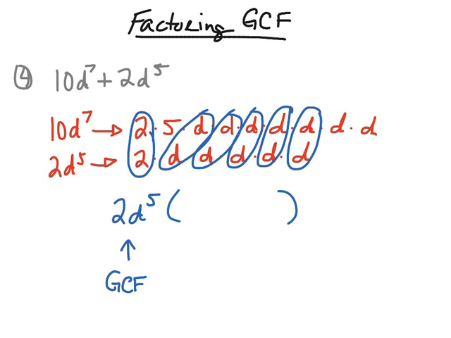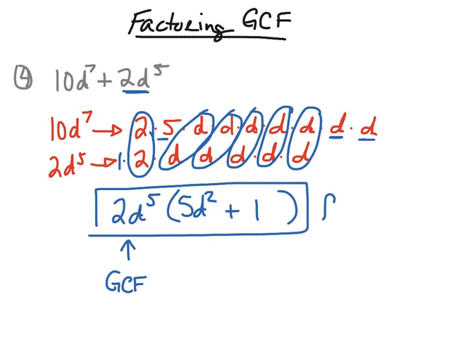Now I'm going to put what goes on the inside. Notice what we have left over here is a 5, a d, and a d. If I multiply those, I end up with a 5d squared. Now notice there is nothing left on the bottom. However, if I were to multiply by 1, I would end up with a 1. It is important that I do have that 1, because 2d to the 5th power times that 1 would give me that 2d to the 5th power. So I do need the 1. Again, these are called the factors. Those are the factors of 10d to the 7th plus 2d to the 5th.